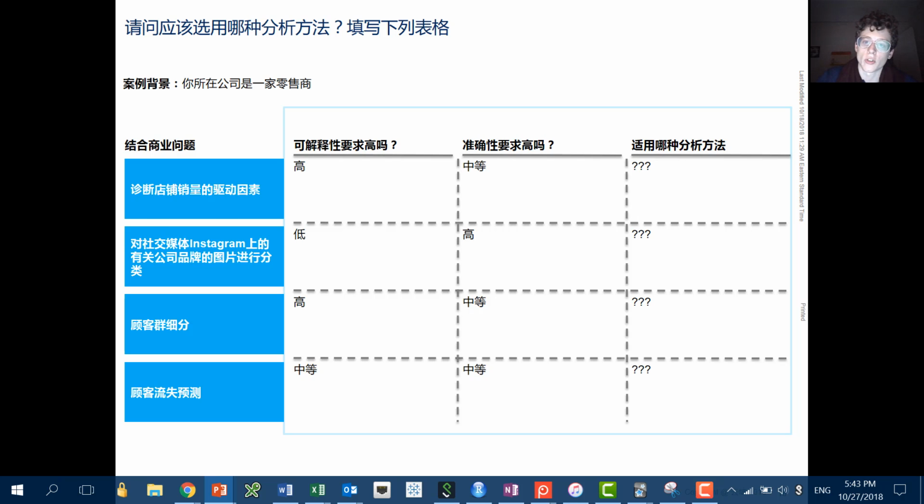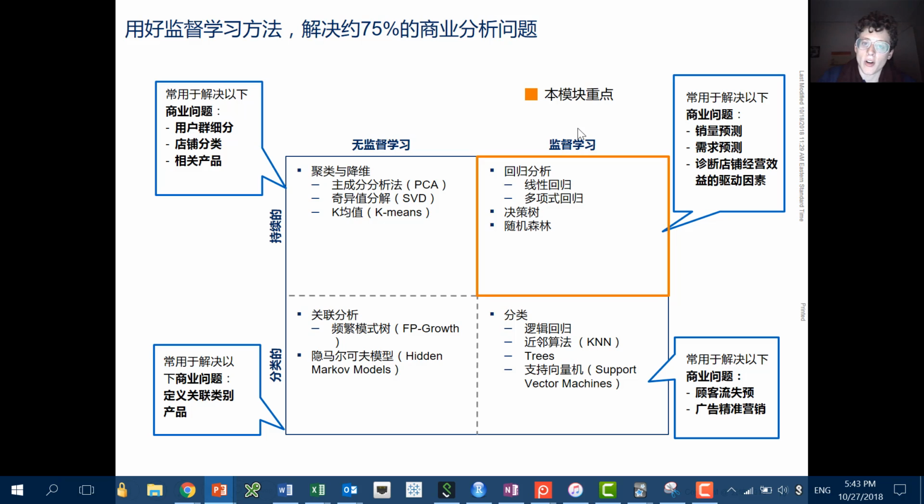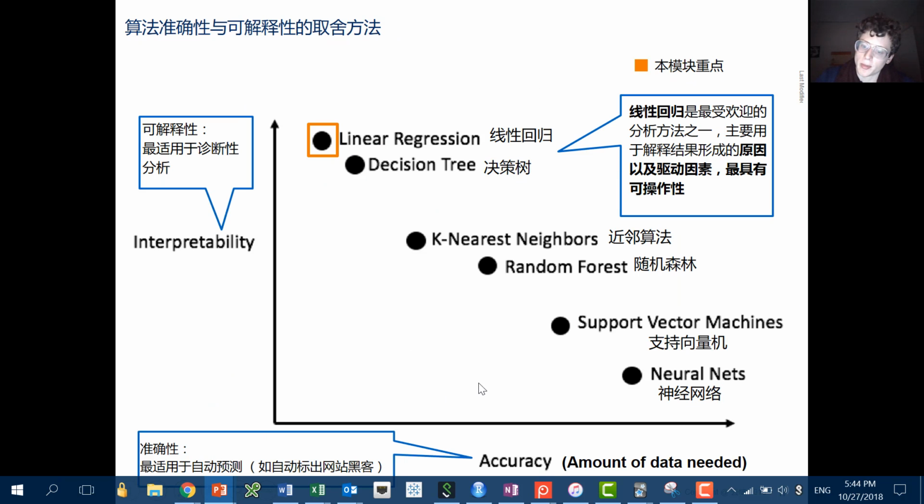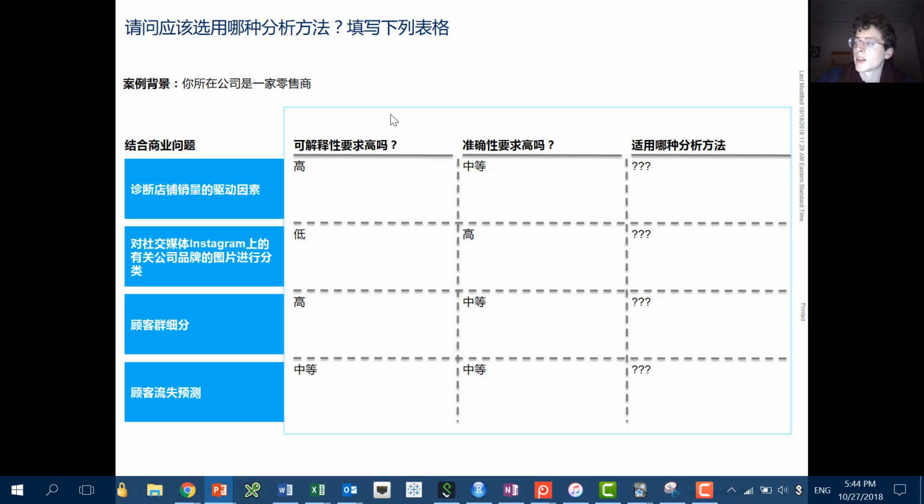So let's go back. We're trying to predict store sales. That falls into we're trying to predict something which we have data for. That is a supervised technique. We're also trying to predict sales. That's continuous, so we're in this quadrant. And we want it to be interpretable. So interpretable means that it's probably either a linear regression or a decision tree. So honestly, I would pick probably linear regression because it's one of the best. It's very actionable, but you could also pick decision trees.